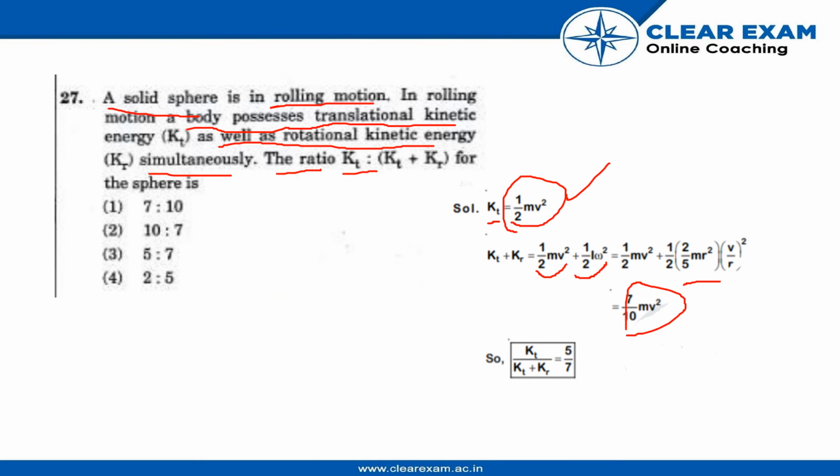So if we take the ratio of KT upon KT plus KR, we'll get 5 by 7. So our answer is the third part.